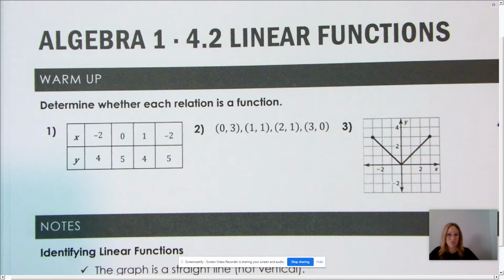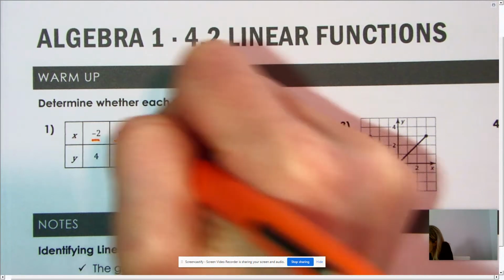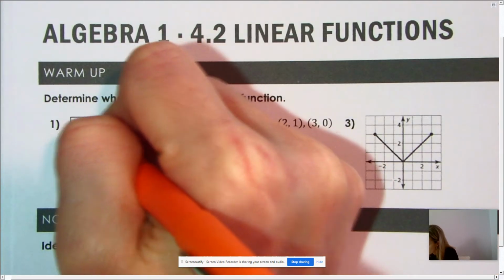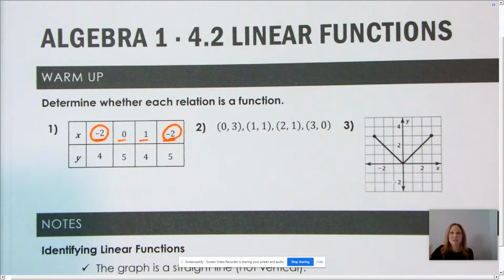We are going to start by going over the warm-up for today. So the first question is, let's determine whether each relation is a function. Remember, what we do for that is we take a look at the inputs and we check to see, are the inputs all different? If they're all different, then automatically, yes, it's a function. But if we have two that are the same, we need to check to see, does this function give me the same answer every time for that same input?